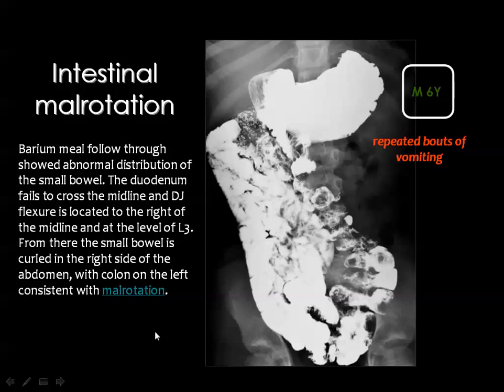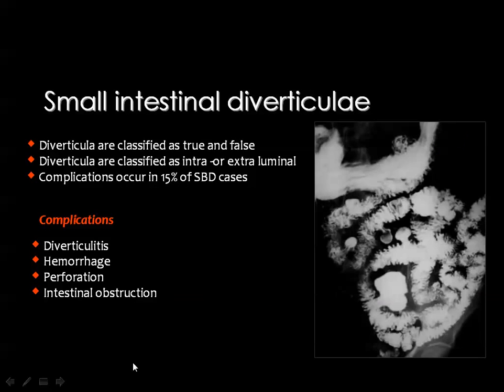Intestinal malrotation is usually an asymptomatic condition where there is malposition of the small bowel in relation to the large bowel. In this film, you can see that most of the small bowel loops are located in the right side of the abdomen, while the colon is located on the left side. And this malrotation of the bowel is, as I have said, usually asymptomatic and is discovered incidentally.